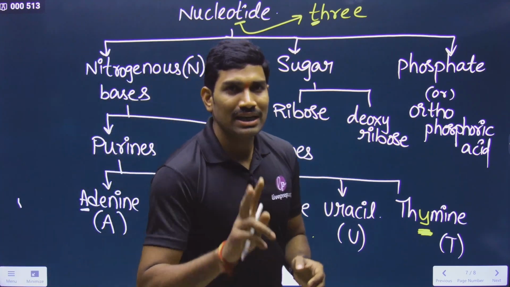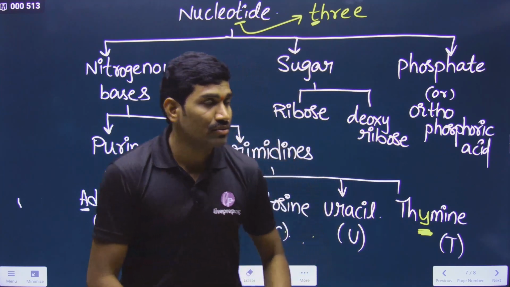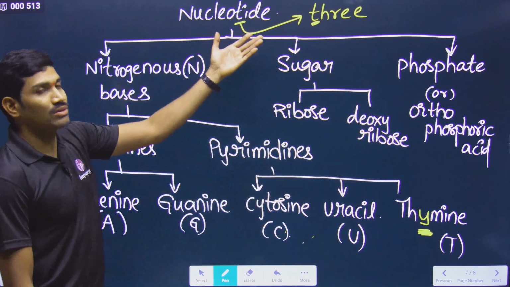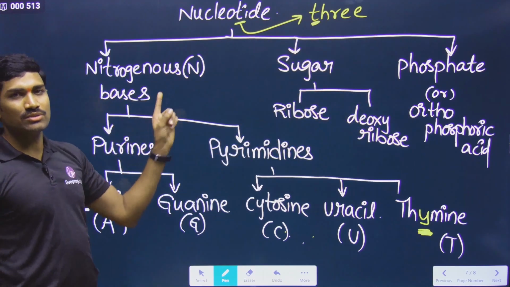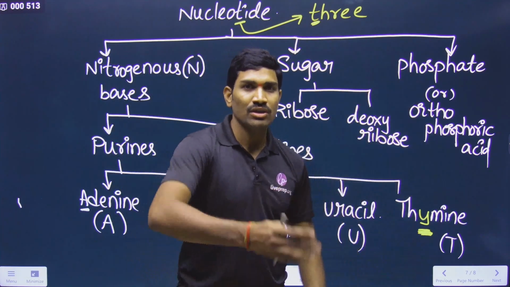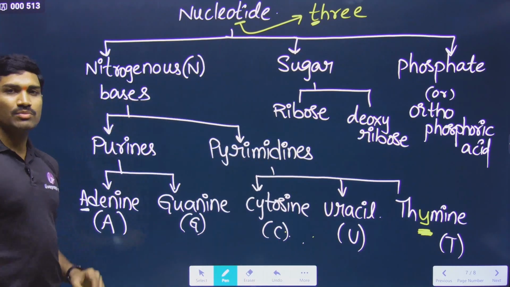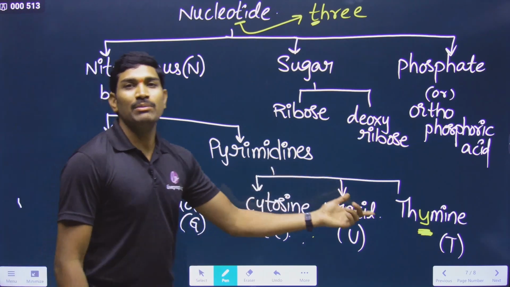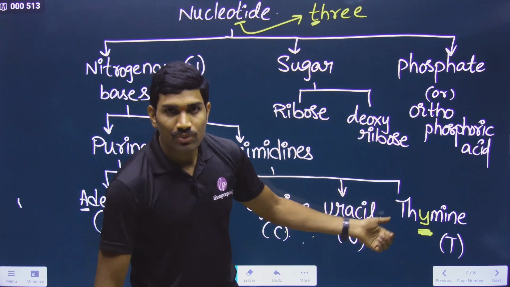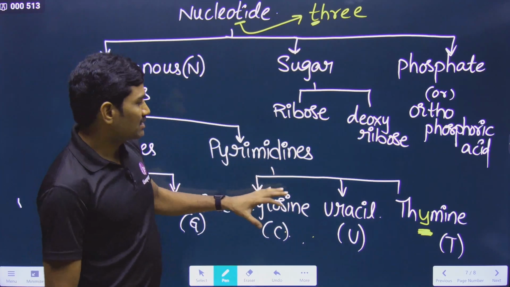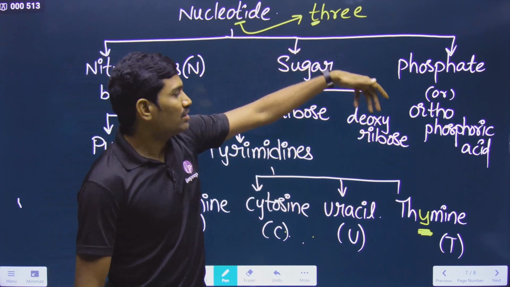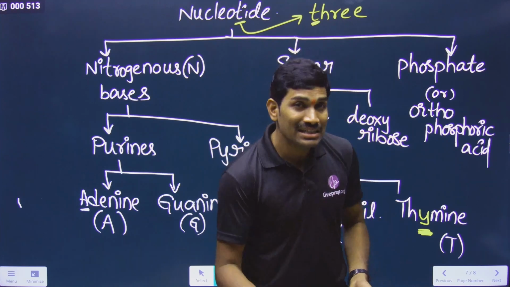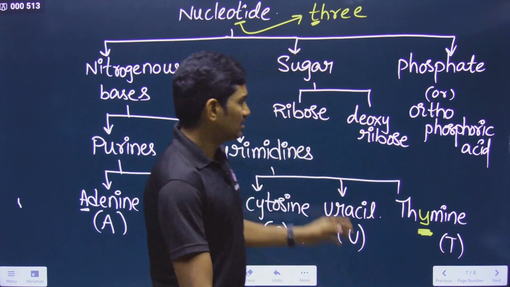Now let us conclude. Nucleic acids are 2 types, DNA and RNA. They are polymers of nucleotides. Each monomer is called a nucleotide. Nucleotide has 3 components: first nitrogenous base, second sugar, third phosphate. Please remember them in the same sequence so that the coming lectures become easy. Nitrogenous bases are 2 types, purines and pyrimidines. Purines are adenine, A, and guanine, G. Pyrimidines are 3 types: cytosine, C, uracil, U, and thymine, T. Sugar is 2 types: ribose in RNA, and deoxyribose in DNA. Next, the phosphate group, also called phosphoric acid or orthophosphoric acid.